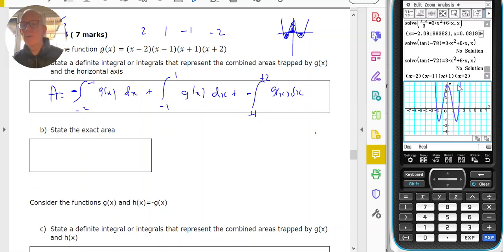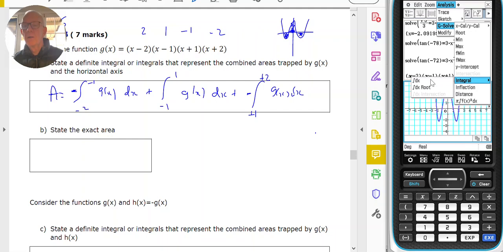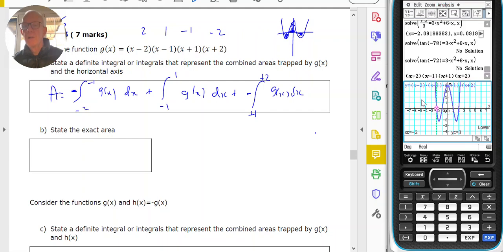Now, there's a cute little thing I noticed on my calculator when I was doing this. If I go integral and I do root, if I select the first one, then I jump over and select the last one, it did it all, combined it, and gave you the answer of 8 units squared. It's a bit nice.